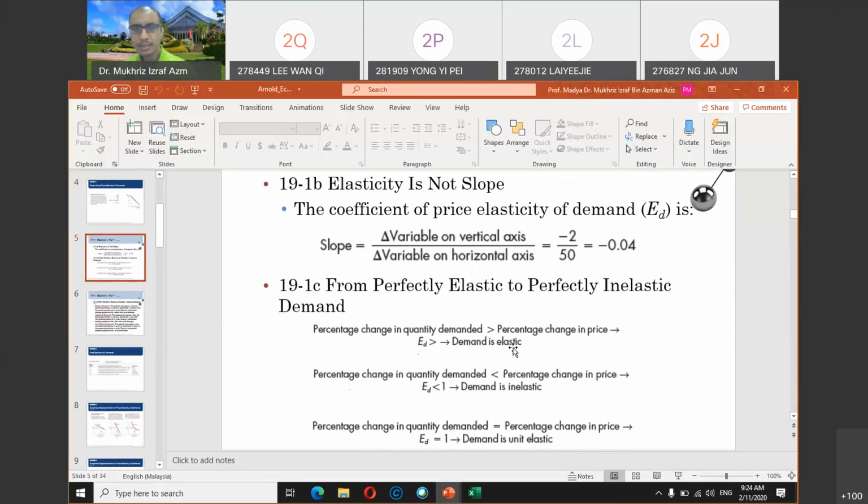But if you get a value like 0.04, meaning the value of ED is less than one, that is categorized under demand is inelastic, or in Malay we call it tidak anjal. This one is demand anjal, tidak anjal, and demand anjal satu for unit elastic. If you get exactly equal to one, that falls under the term demand is unit elastic. Unit means equal to one.